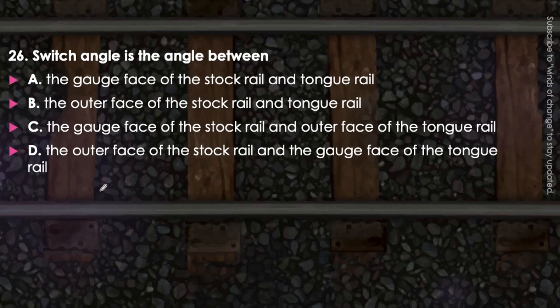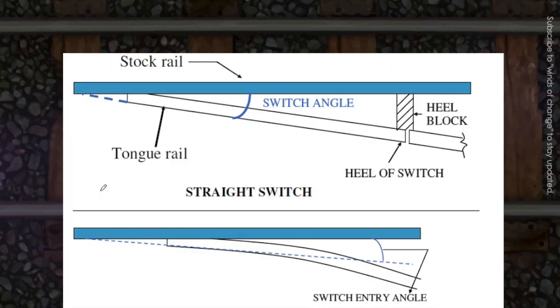Switch angle is the angle between, answer is option A, that is gauge face of the stock rail and tongue rail. Okay. You can see here, this is the switch angle. This is the stock rail. Gauge face of stock rail will be the inner one. Okay. And this is the tongue rail. So the angle that will be formed in between these two, it is called switch angle. Okay.